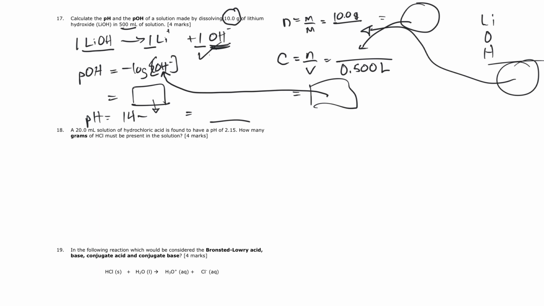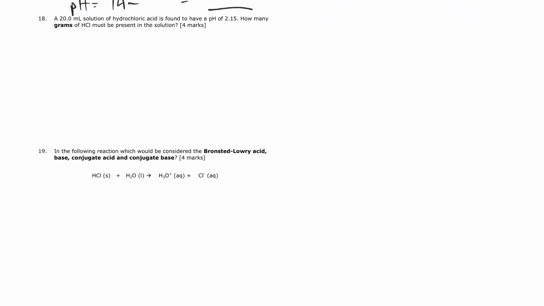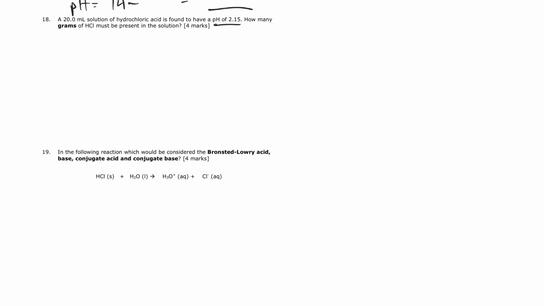Okay, let's look at the next question. 20 mL solution of hydrochloric acid found to have a pH of 2.15. How many grams of HCl must be present? Oh, that's a good one. So what I need to do is to figure out from here what the concentration of hydrogen ions is. So I'll start there. Concentration of hydrogen ions from the formula sheet is 10 to the negative pH. So I'm going to go 10 to the negative 2.15, and that number is my concentration of hydrogen ions. Okay, whatever I get there.